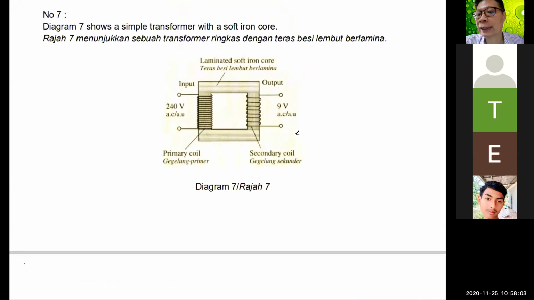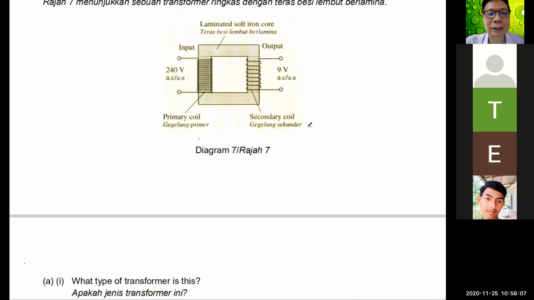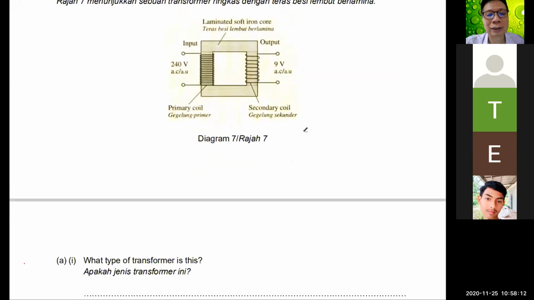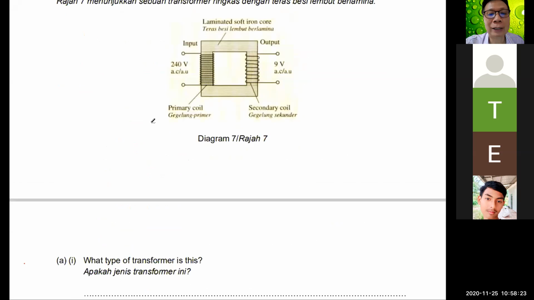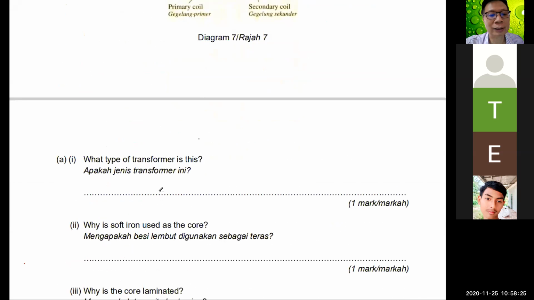Now the question. Have we answered this question? Vanessa, have we discussed this? Not yet. What type of transformer is this? Step down, correct? It is a step down transformer. Okay, next.